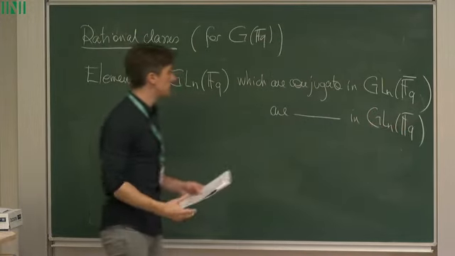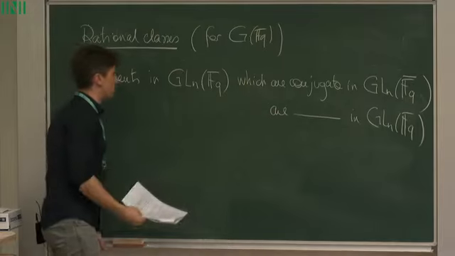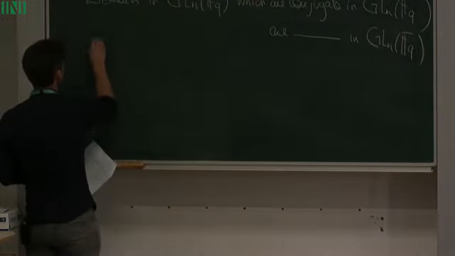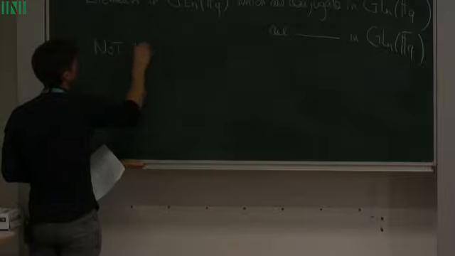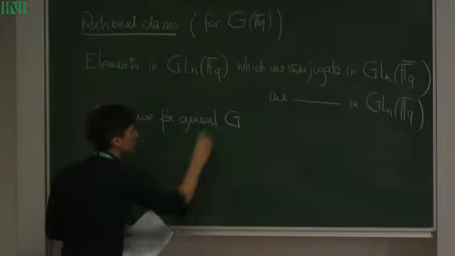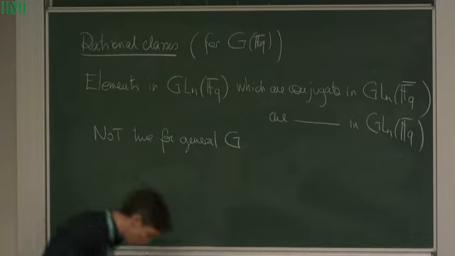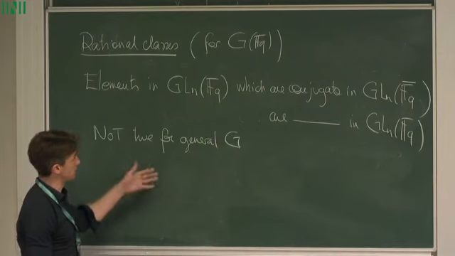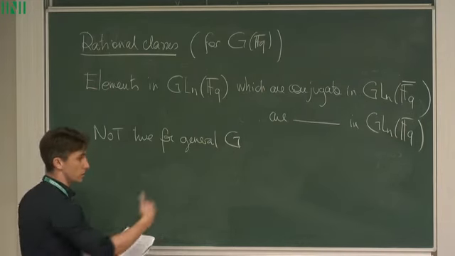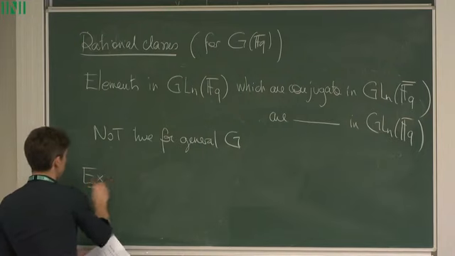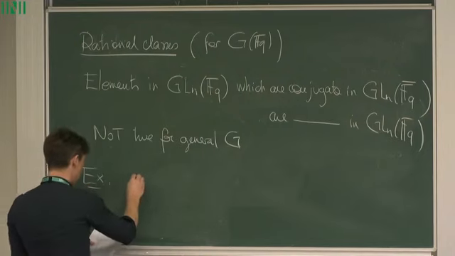But it's something very specific to GLN, and the fact that the centralizers of elements are connected. So it's not true in general. There is something to say if you want to go from the geometric classes to the rational classes. And that's given by this component group, and the action of the Frobenius. So before explaining this, let me give you one example.